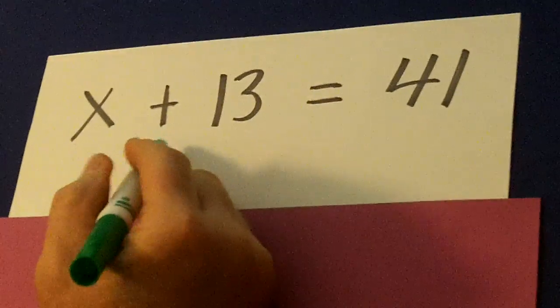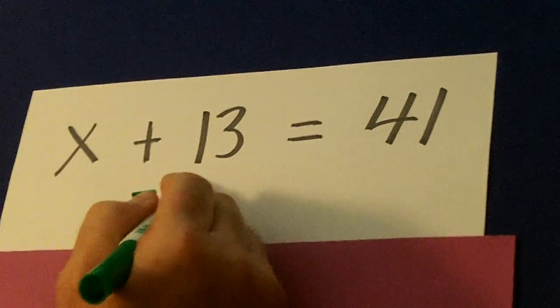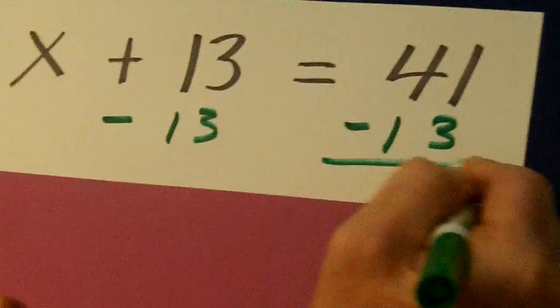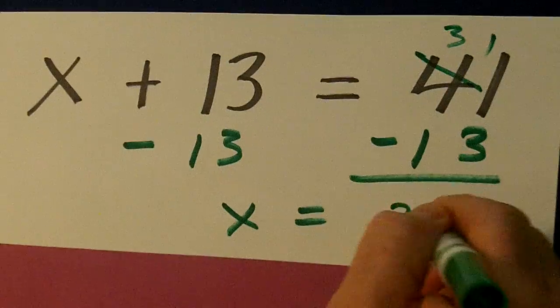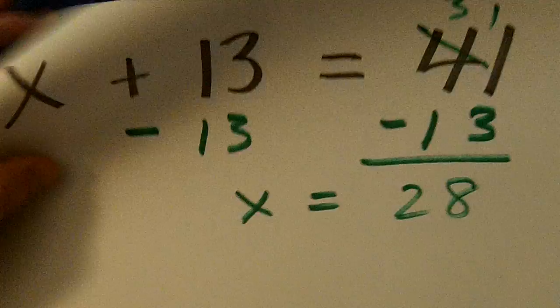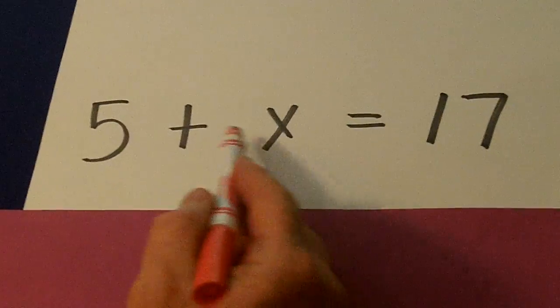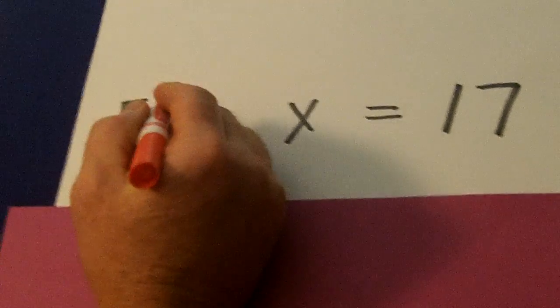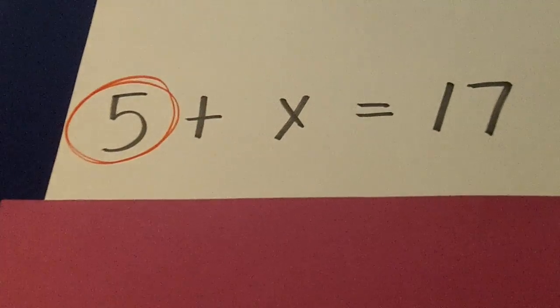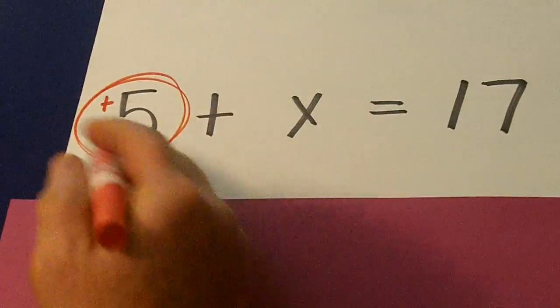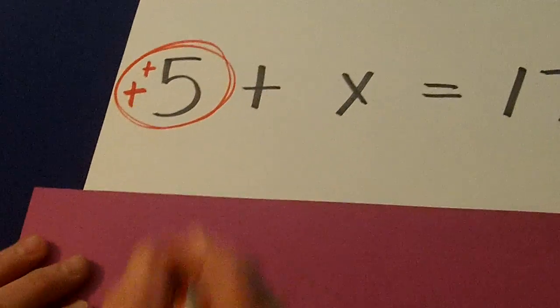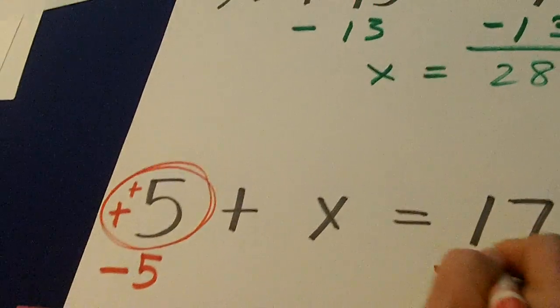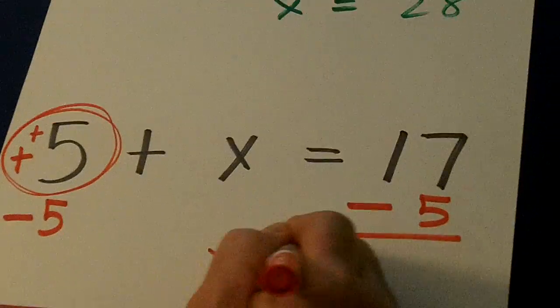Okay? So here we go. So plus 13, minus 13, both sides. So we get x equals 28. Next one. Oh, now, watch this. The x is here, but the 5 is here. Now we say this. What is that 5? Positive or negative? Well, that's a positive 5. That basically is a plus 5. How do we get rid of a 5? We subtract 5, both sides. X is equal to 12.